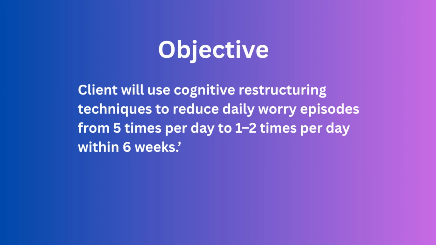Objective. Objectives are where we get specific. They should be measurable. For example, client will use cognitive restructuring techniques to reduce daily worry episodes from 5 times per day to 1 to 2 times per day within 6 weeks. Avoid objectives like "client will improve self-esteem." That's not measurable. How will we know when they've reached it?